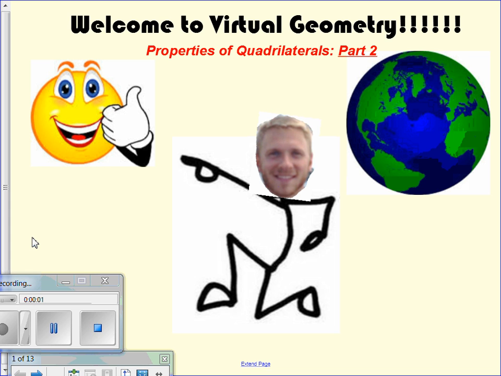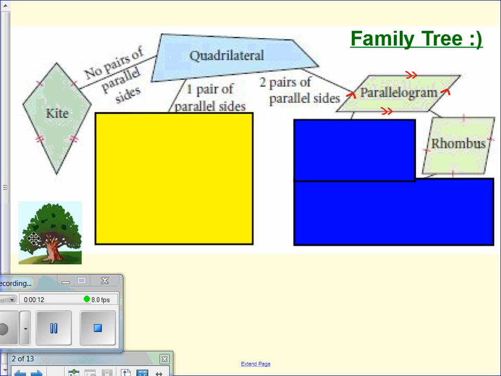Hello again. Welcome back. We're here for Properties of Quadrilaterals Part 2. So we're hitting on our second group of quadrilaterals, different properties, and applying them. To start off again, let's look back at our family tree. Remember, all of these properties get passed down as you see those lines connecting things.